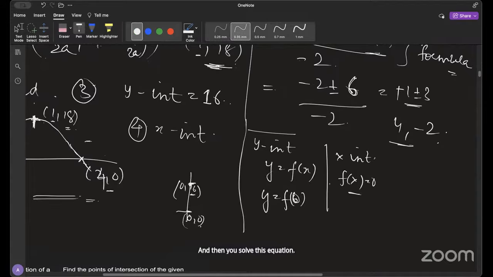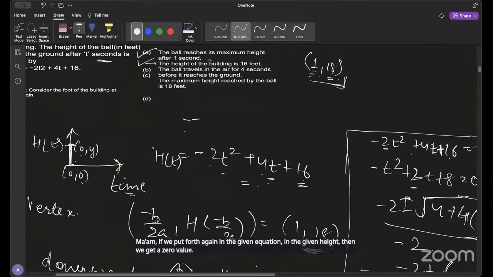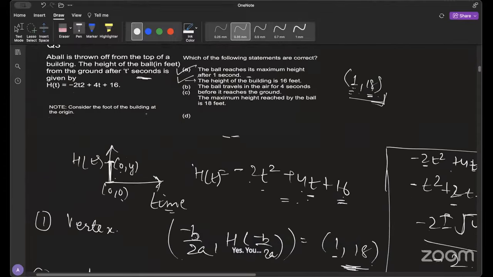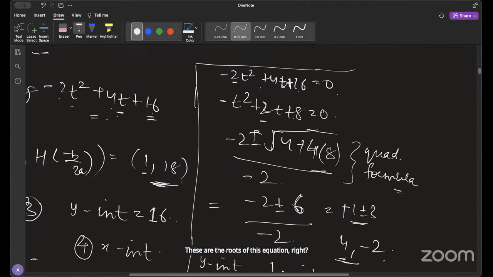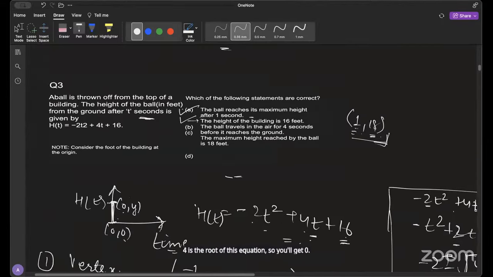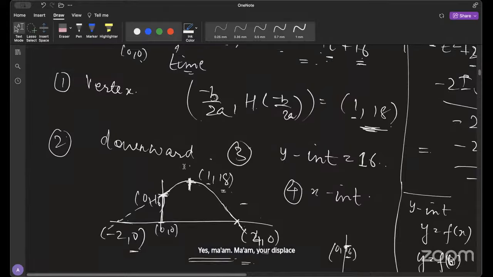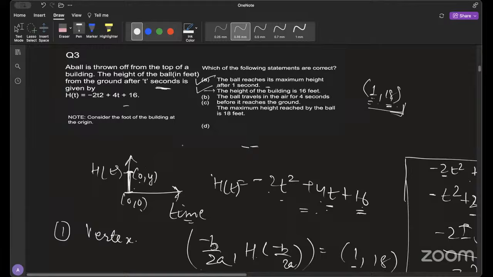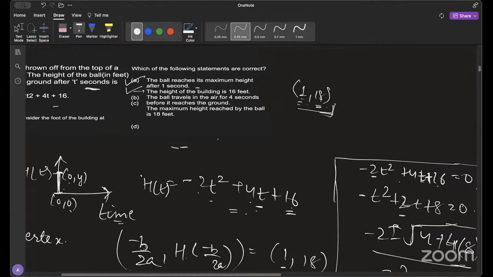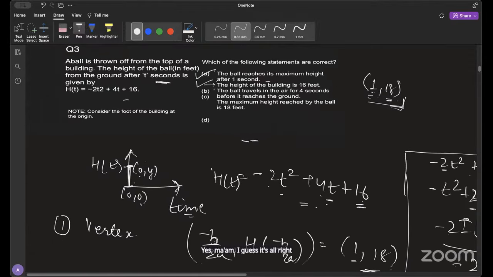Ma'am, if we put 4 seconds in the given equation, in the given height, then we get 0 value. Yes. 4 is the root of this equation, so you'll get 0 if you put it here. Ma'am, this displacement is given, that's why it will be 0, right? Yes, ma'am. I guess it's all right. We can move forward.